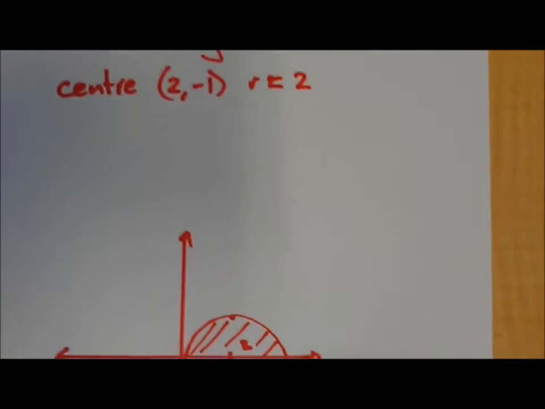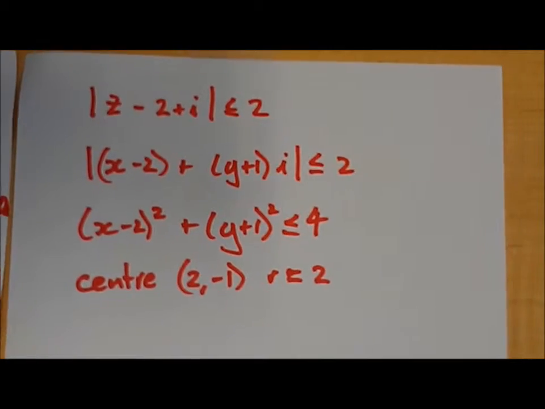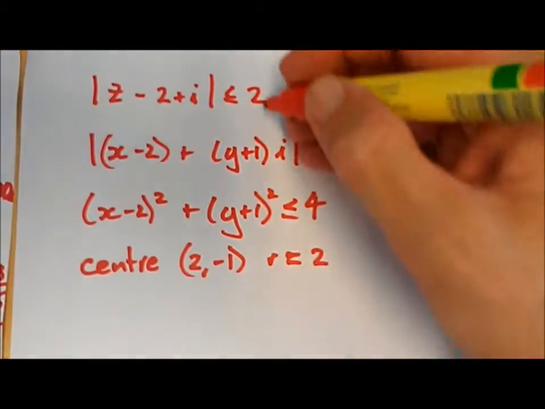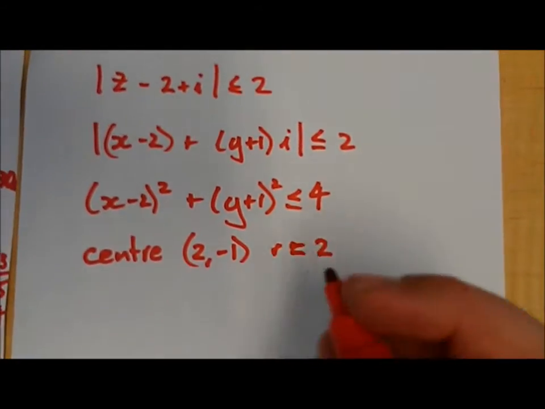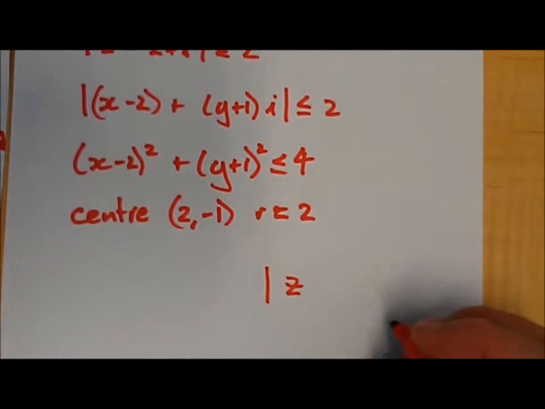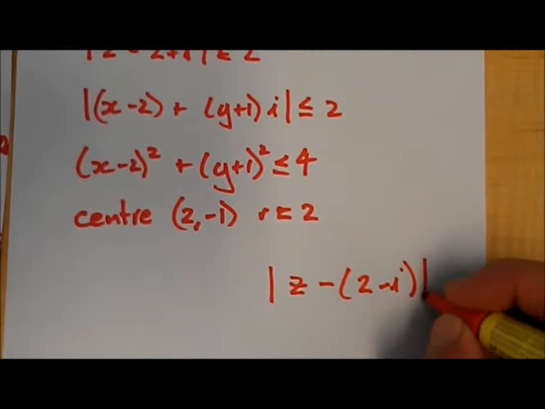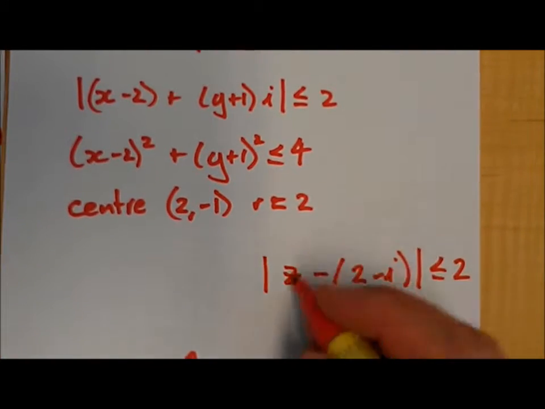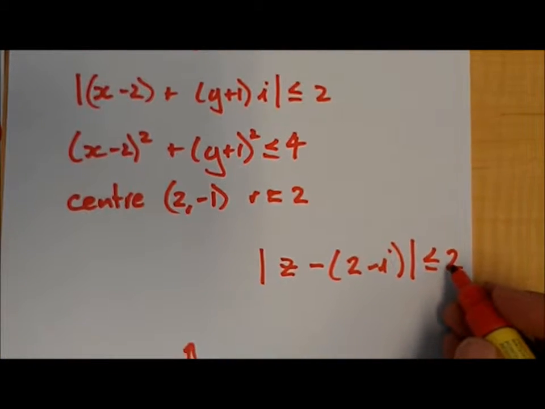Now I did say there was another way to do this modulus one, modulus of z minus 2 plus i. Rather than going through the algebraic process of trying to use the modulus formula, you can actually do it as a recognition step. And the recognition step says, well, I've got the modulus of z minus brackets 2 minus i, less than or equal to 2. And straight away I can recognise that as a circle, centre 2, -1, radius 2.